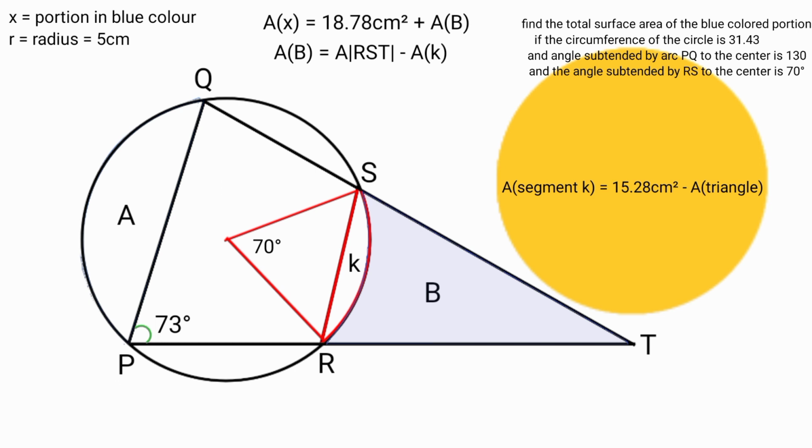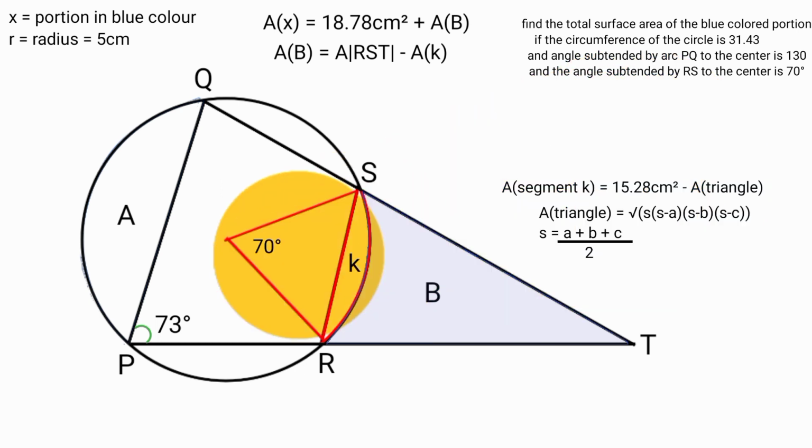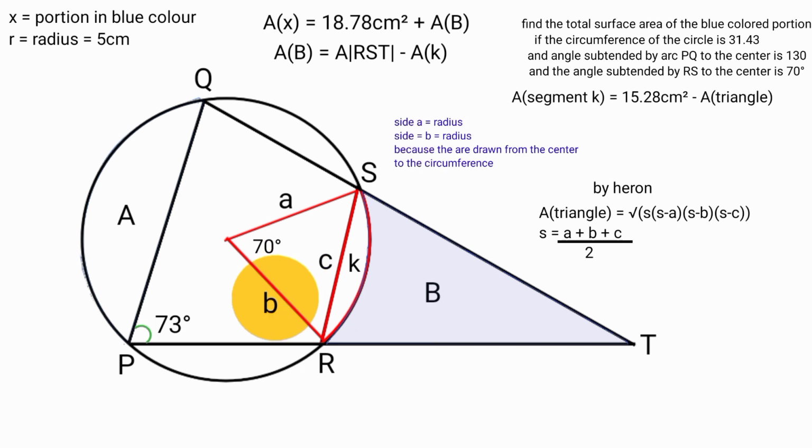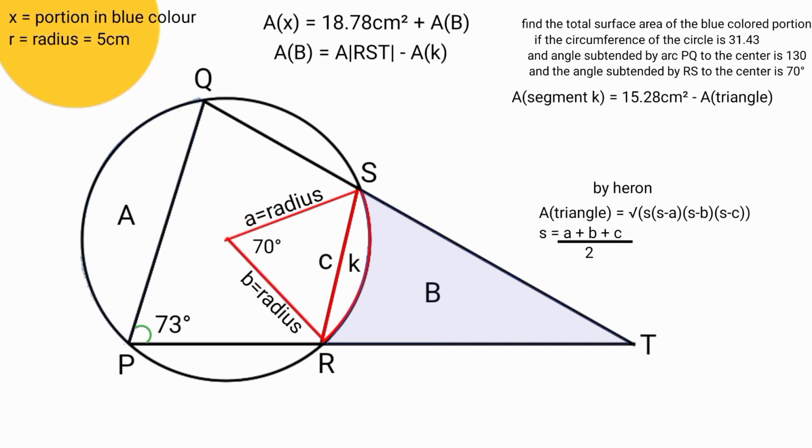So what is the area of triangle? The area of this triangle here can be calculated using the Heron's formula, which we stated earlier. So letting this side to be A, this here B and this C. Side A and B are radii, and we have the radius here to be 5 centimeters. So therefore, A equal to 5 centimeters and B equal to 5 centimeters. But what is C? We don't have its length.